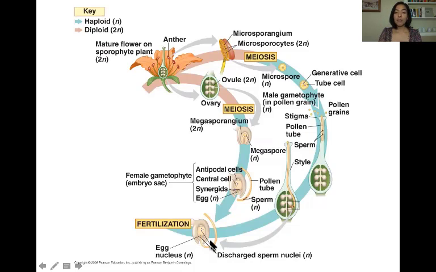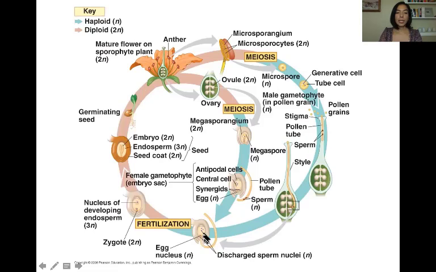And that's one of the main differences between angiosperms and gymnosperms. Angiosperms have double fertilization. So the fertilization of the egg and the fertilization of the central cell. As a result, we're going to have a zygote that is diploid and an endosperm that is triploid. And the endosperm is the nutritive tissue that the embryo is going to use to germinate.